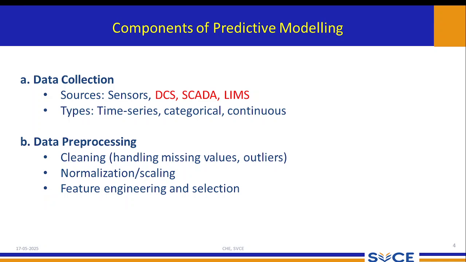RTUs are remote terminal units, which are microcomputers that receive data from field devices and transmit it to the central SCADA server. Communication network: a communication network such as a local area network (LAN) or wide area network (WAN) is used to transmit the data between the RTUs and the SCADA server. The SCADA server processes data received from the RTUs and displays it on the HMI, the human machine interface.